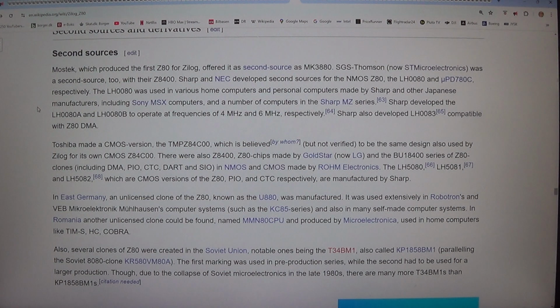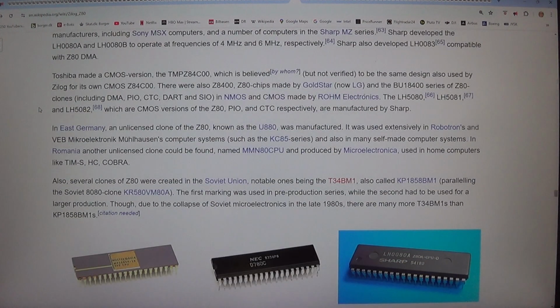Sharp developed the LH0080A and LH0080B to operate at frequencies of 4 MHz and 6 MHz, respectively. Sharp also developed LH0083 compatible with Z80 DMA.